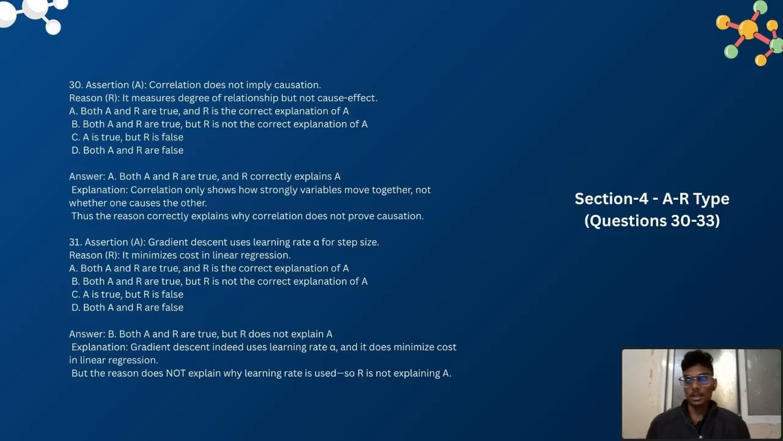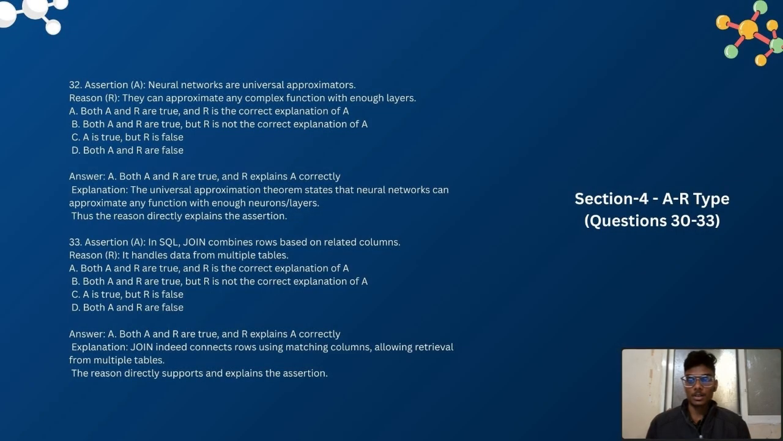Question number 32. Assertion: neural networks are universal approximators. Reason: they can approximate any complex function with enough layers. The answer is A. Both A and R are true and R explains correctly. The universal approximation theorem states that neural networks can approximate any function with enough neurons and layers. Thus, the reason directly explains the assertion.